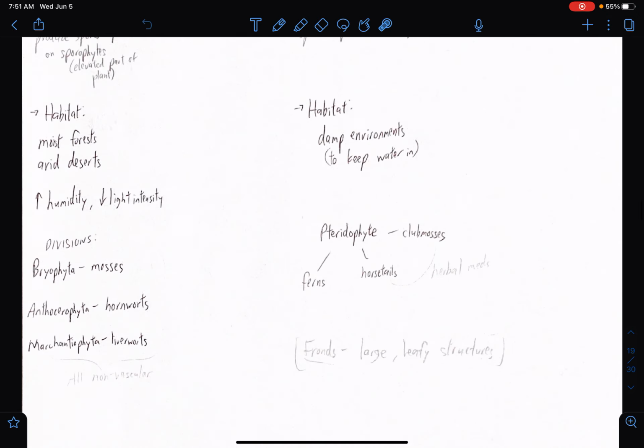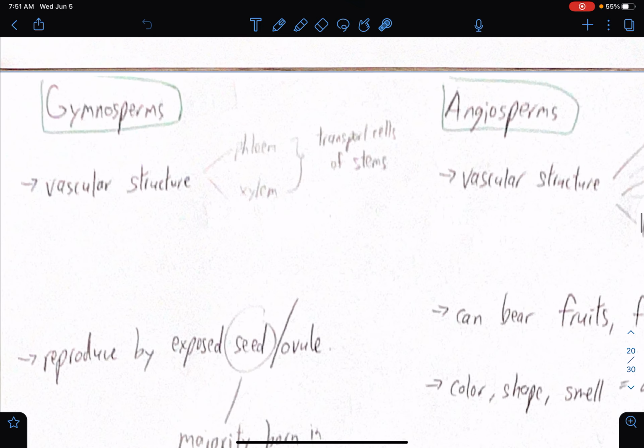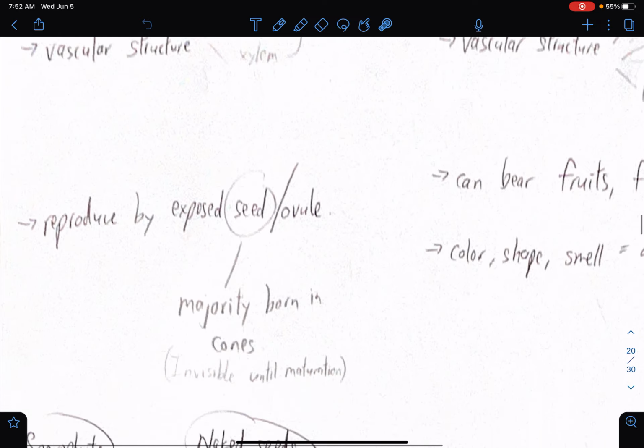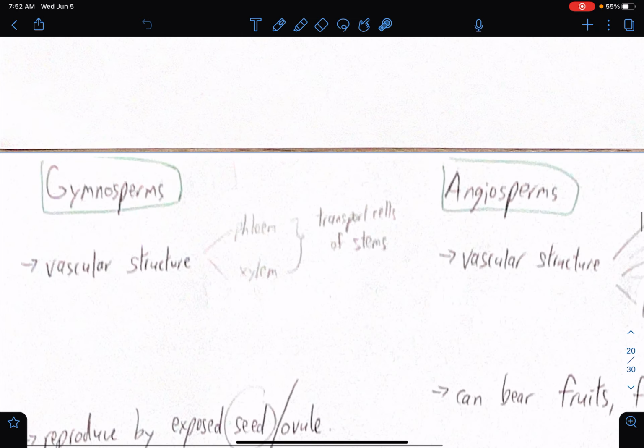Okay, let's go to gymnosperms. Gymnosperms have a vascular structure from xylem, the transport cells of stems. So that's basically what I said earlier. Under this, we have 3 species, everything, or at least mostly, if not everything, but I'm pretty sure it's everything. Because under gymnosperms, you have the biggest plants, the biggest trees.